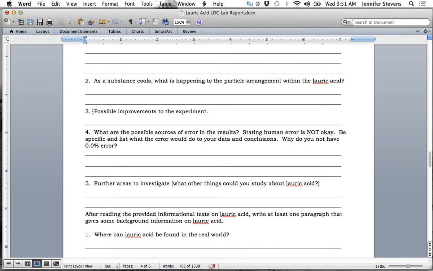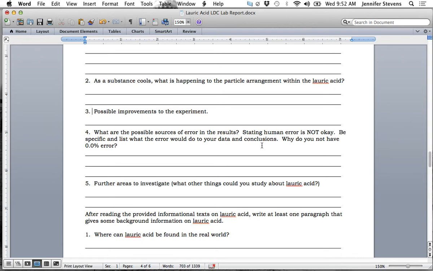Again, if you need to think about that, we did talk about ways to improve experiments in Unit 1 when we were talking about the scientific method. Same thing with number 4, possible sources of error in the results. Remember, human error is not okay. Be specific and list what the error was and what it would do to your data and to your conclusions.